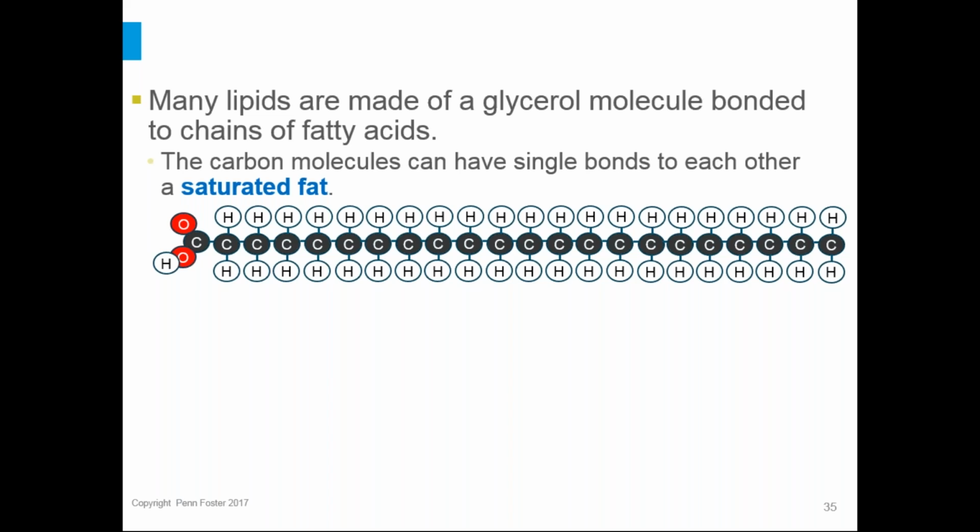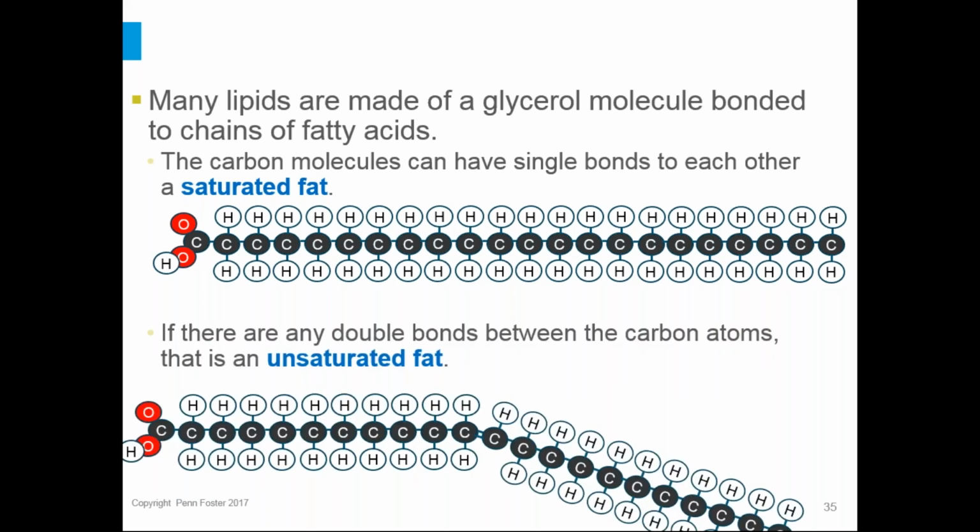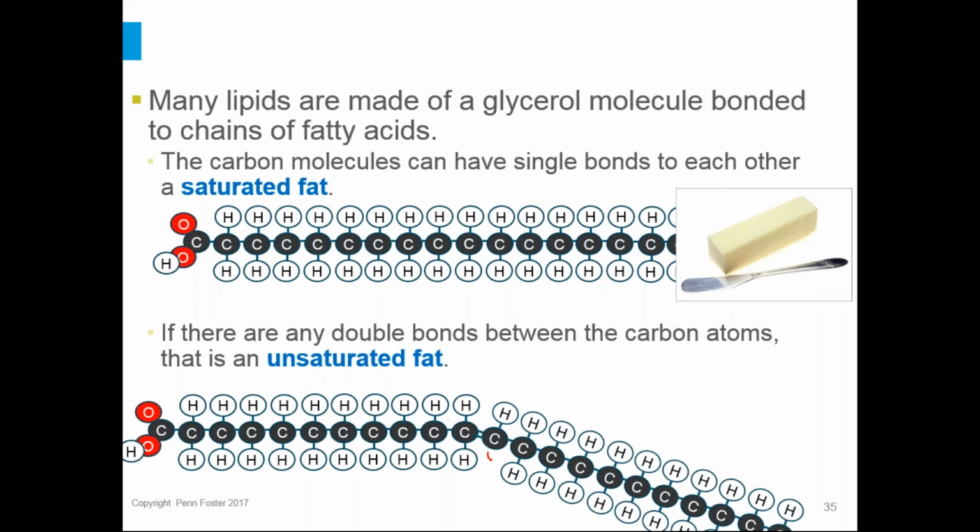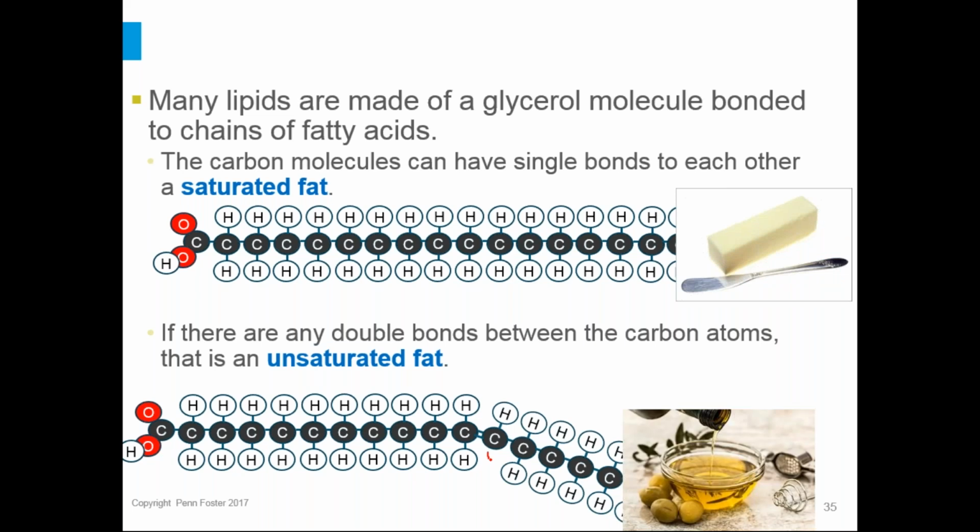If there are any double bonds between the carbon atoms, you get less hydrogen bonded to them. So you can see there's a missing hydrogen down here. When that happens, this is called an unsaturated fat. Usually saturated fats, like butter, are solids, and unsaturated fats, like cooking oils, are liquids. So just that slight change in the chemical composition, the bonds between the carbon atoms, makes that difference.